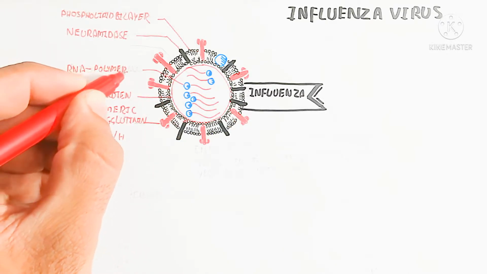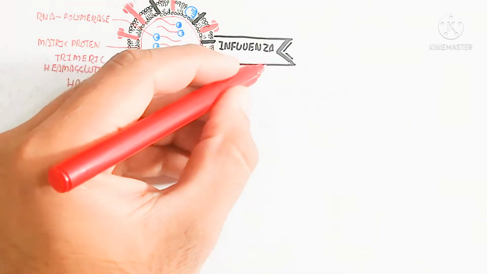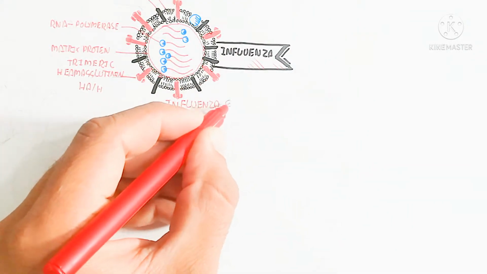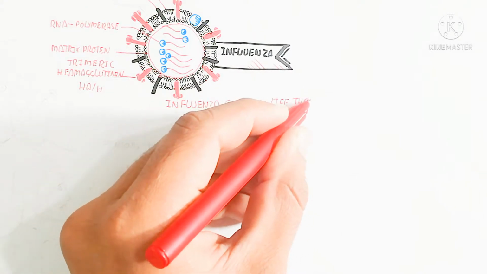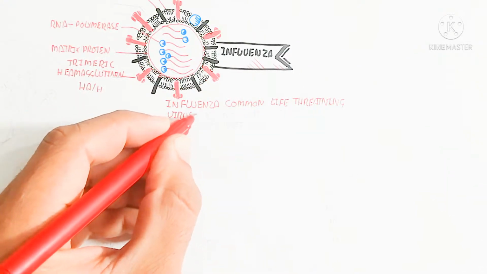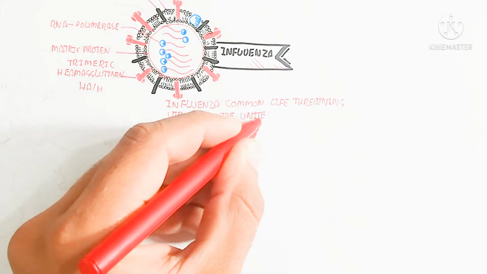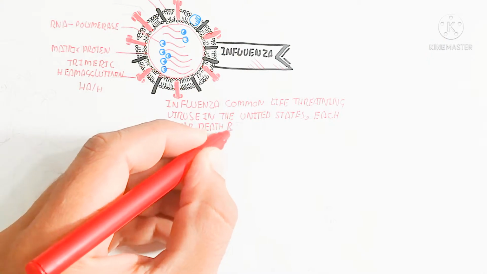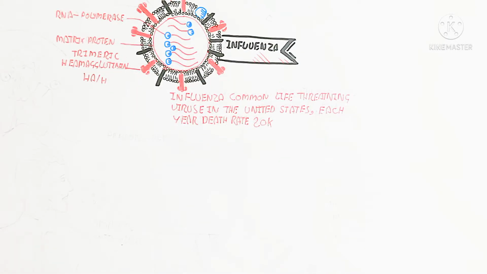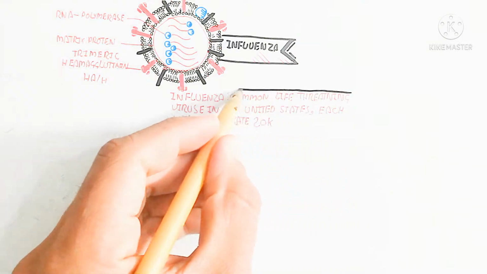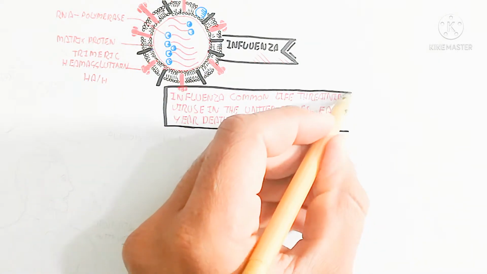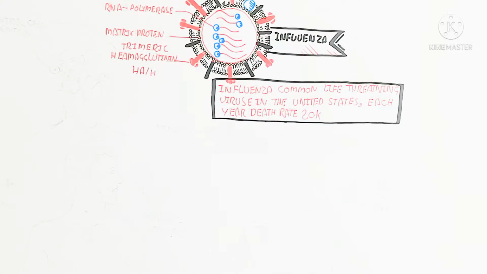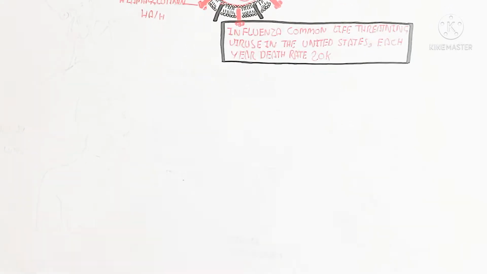Here you can see the RNA polymerase, which contains RNA. It is an RNA virus. There are many types of RNA for synthesis of protein using the machinery of the host. Influenza is a common life-threatening virus in the United States. Each year the death rate is about 20,000 persons. It is life threatening, but mostly it can be recovered.